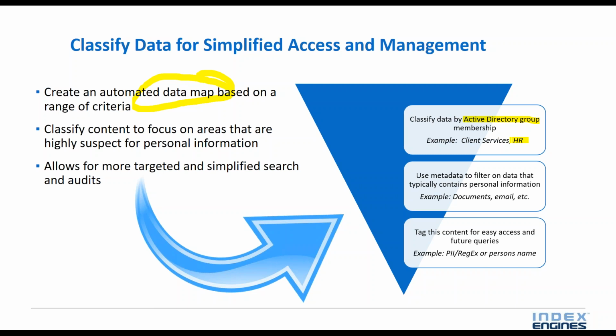Maybe within the HR, there's certain kinds of documents that are high value or more interesting to the organization, maybe contain valuable intellectual property. Maybe they contain sensitive personal data that needs to be managed. So you can go further and use metadata to filter on that data, the HR data, and say documents that would contain personal information within the HR group would be certain file types of documents, file types of email, for example. So that takes that bucket and narrows it down even further. And then you can use tagging.